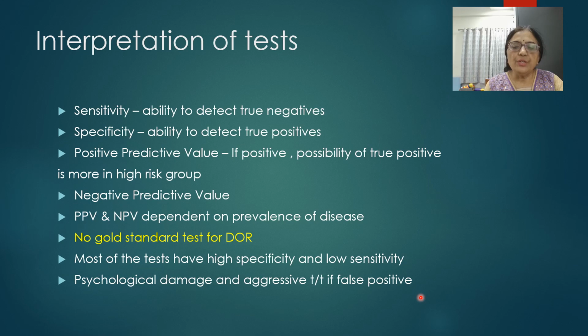Now, suppose a patient has a normal ovarian reserve and the test is false positive, that means you have a report which tells that she has a diminished ovarian reserve. There is so much psychological damage associated with that, and she might be exposed to unnecessary aggressive treatment. So that is why false positives are more dangerous as far as ovarian reserve goes as compared to false negatives.